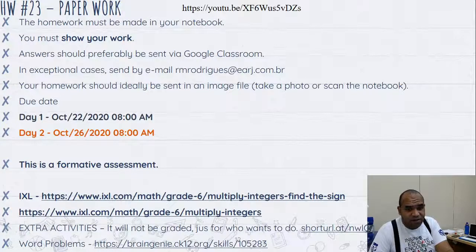Remember here the homework number 23. It's different. Remember, paper homework. Now it's not Excel. Excel is extra, and the extra activity is extra. I need to send you the extra. And remember, we don't change the way to send the homework. It's the same way. Send it on Google Classroom.